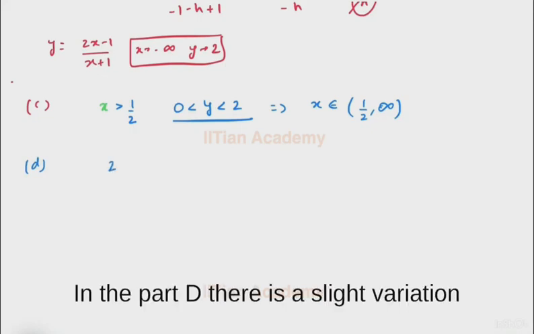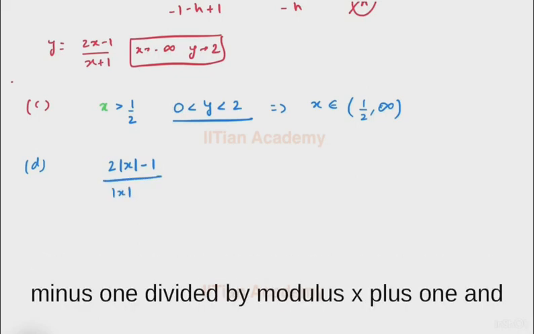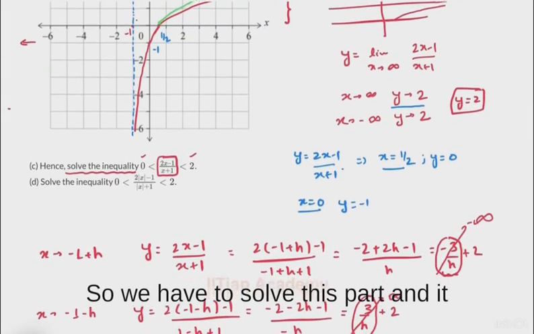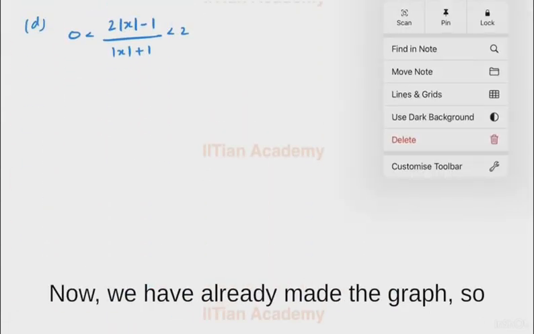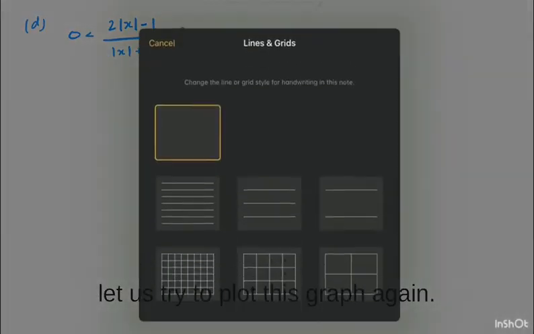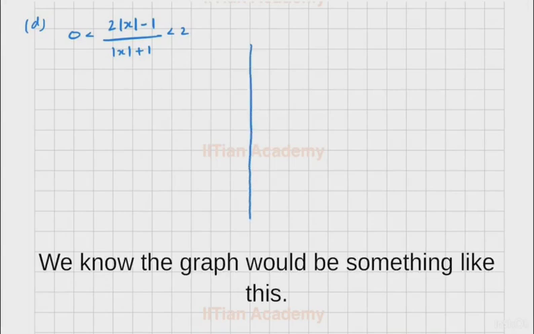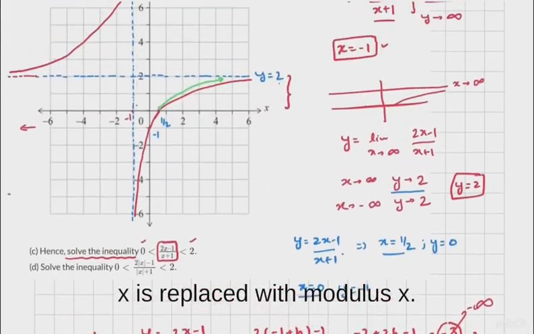In the part D, there is a slight variation: the function has changed to 2 modulus x minus 1 divided by modulus x plus 1, and it is lying between 0 and 2. So we have to solve the inequality for this. Now we have already made the graph, so let us try to plot this graph again. We know the graph would be something like this.